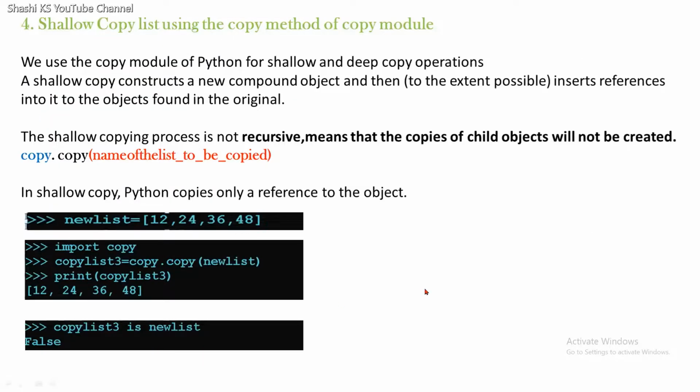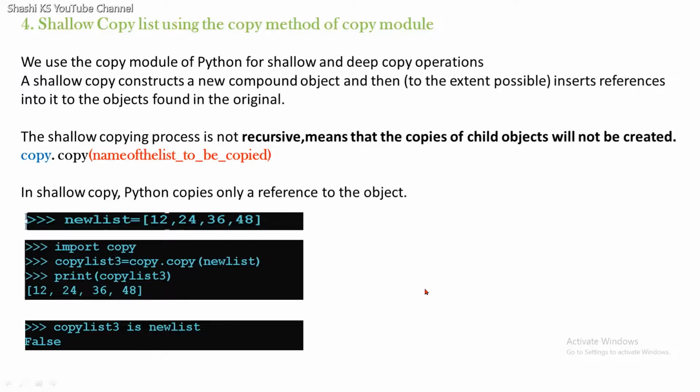The next method of list cloning is by using the copy module in Python. You can do shallow copying by using the copy method of the copy module, and you can do deep copy by using the deepcopy method of the copy module in Python. The meaning of shallow copying is, it is not recursive. That means when you have nested objects present in the list to be copied, then copies of child objects will not be created.